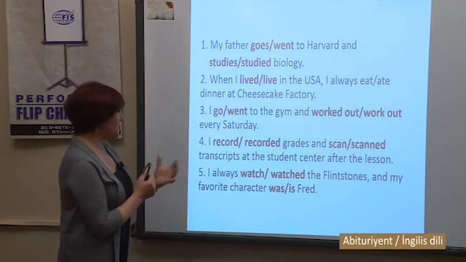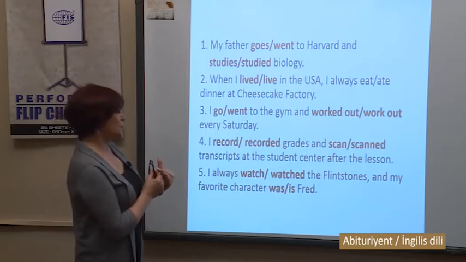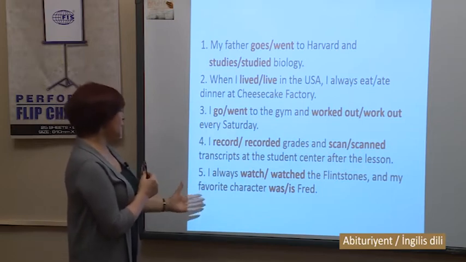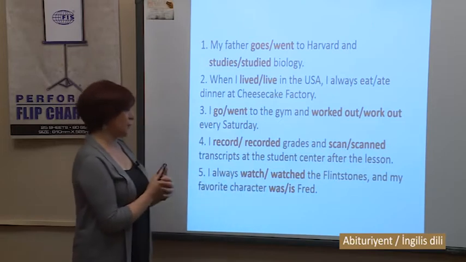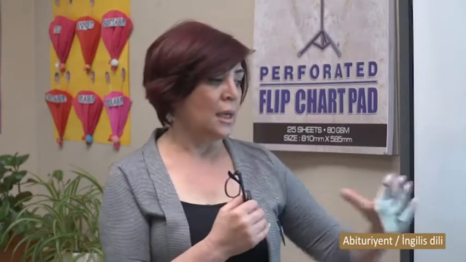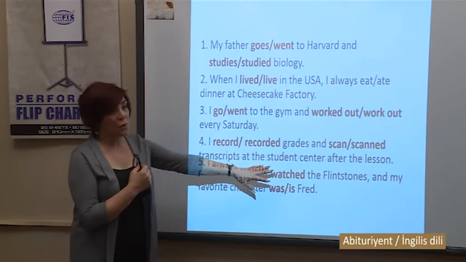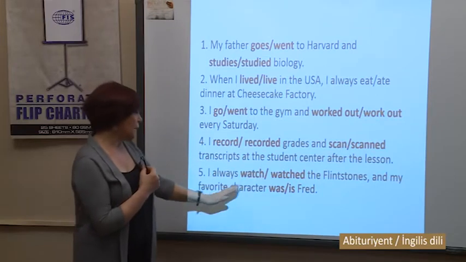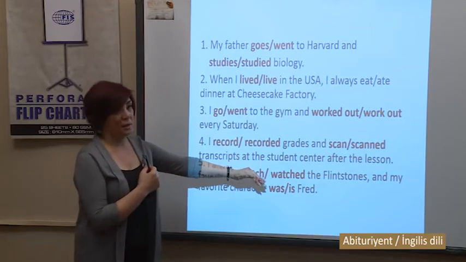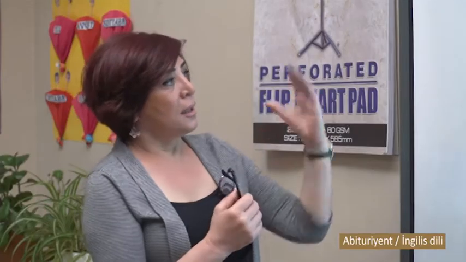The last sentence here, I always watch the Flintstones, and my favorite character was or is Fred. I always do it. If I always do it, both verbs should be in the present tense. I watch, and my favorite character is. Watch and is.